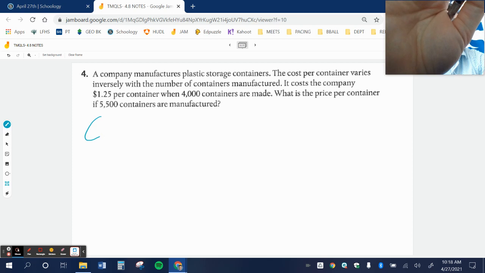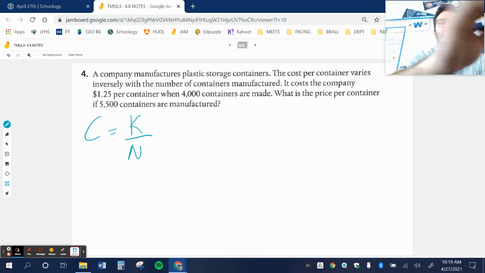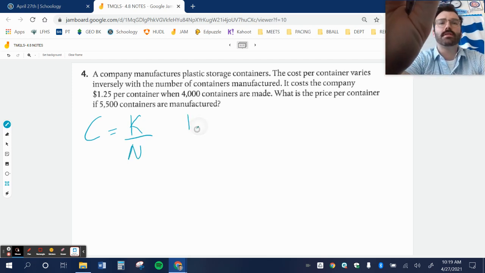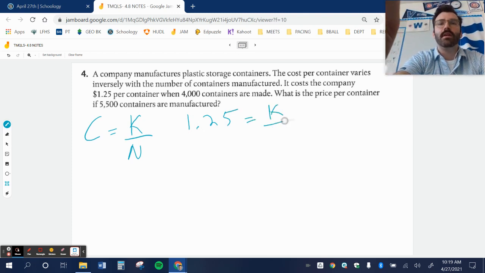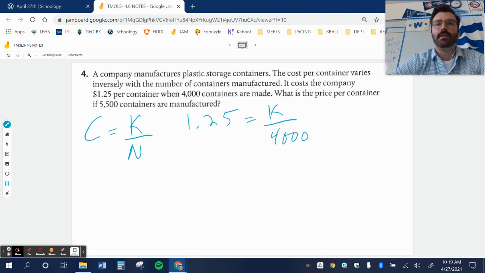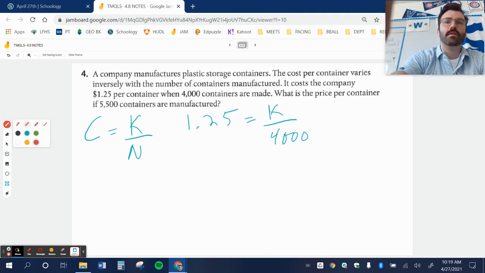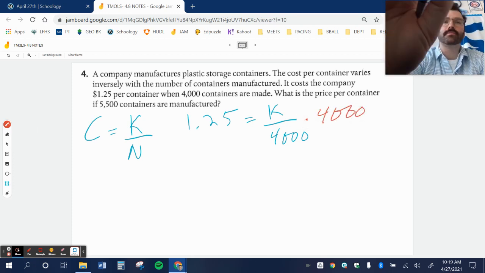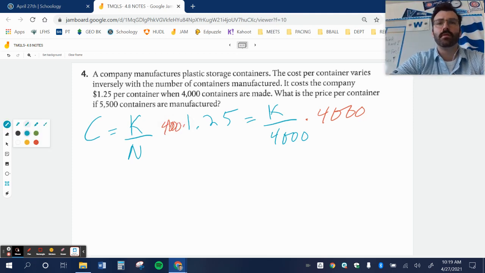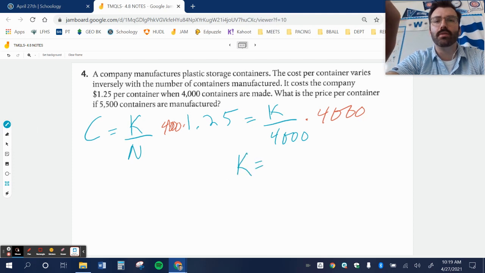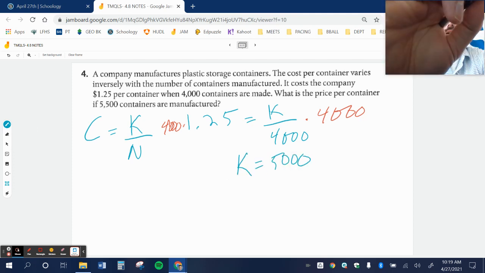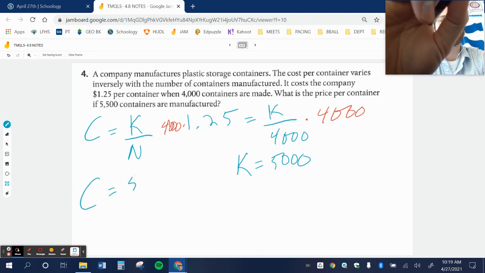The cost varies inversely with, I'm going to use the N for containers like that. So if our cost is $125 and the number of containers is 4,000, that's how I would find our K value. I would end up multiplying both sides by 4,000. Answer: K equals 500,000.